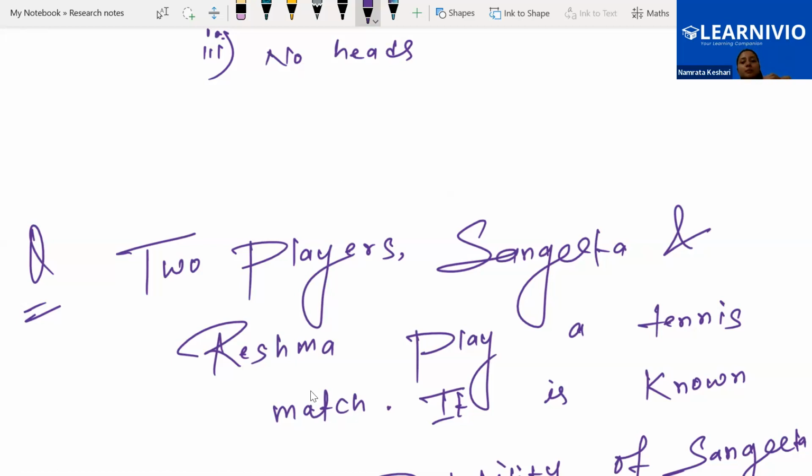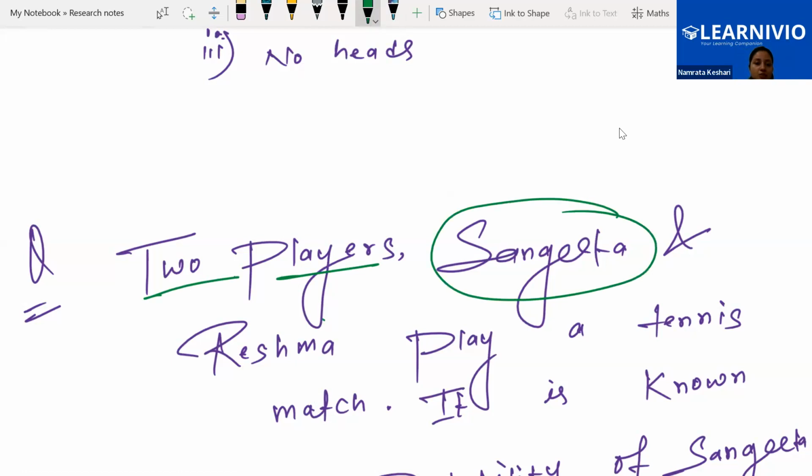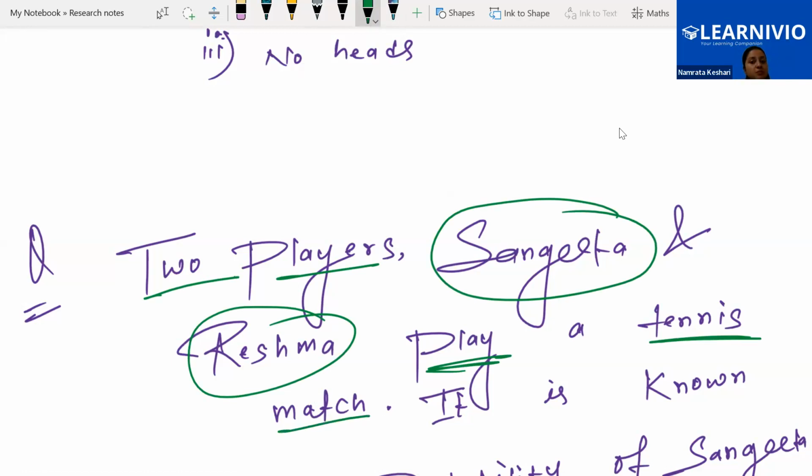Both are playing a tennis match. Here it is clearly written that both are playing a tennis match. This is how we will solve any word problem: step by step, word by word, we will read. So two players are there, the names are Sangeeta and Reshma. What are they doing? They are playing a tennis match.